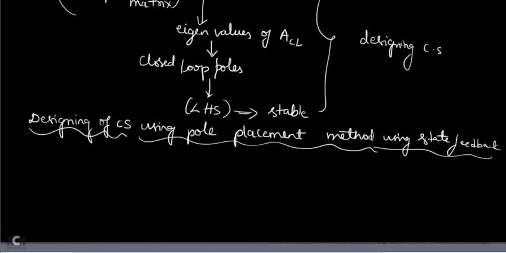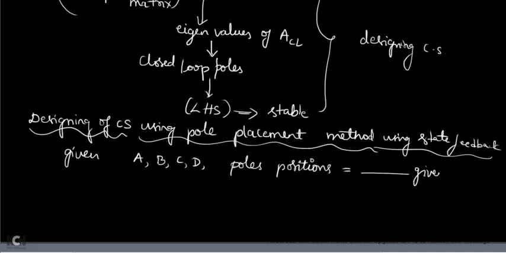What is the given value? They will be giving you the state matrices A, B, C and D. Okay, so if all these A, B, C, D values are given, then they will be giving you where your poles should be present. Pole positions will be given to you. In the beginning only they will give you the pole positions.